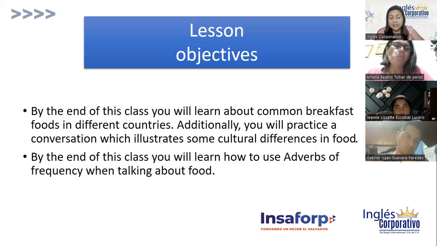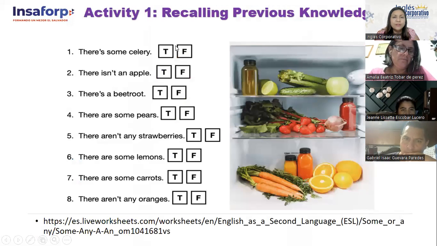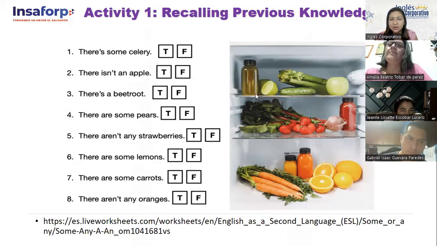Okay, so let's see. We have the recall of the previous class, adverbs of frequency, different breakfasts around the world, and wrap up. To review the previous class, we have these exercises, and you are going to help me check if each statement is true or false. So you need to pay attention. You need to look at the fridge, the refrigerator, the different food here.